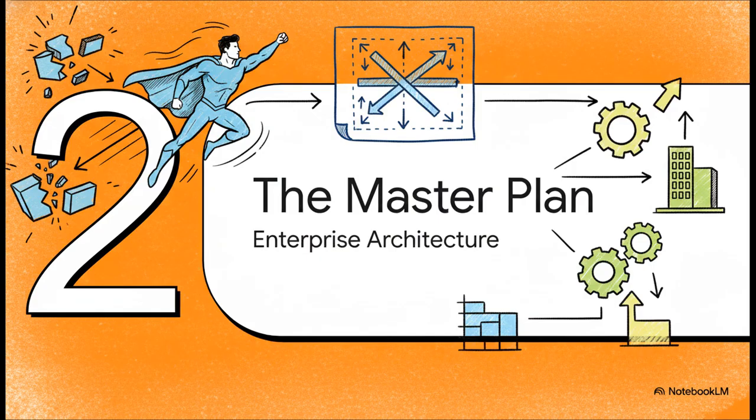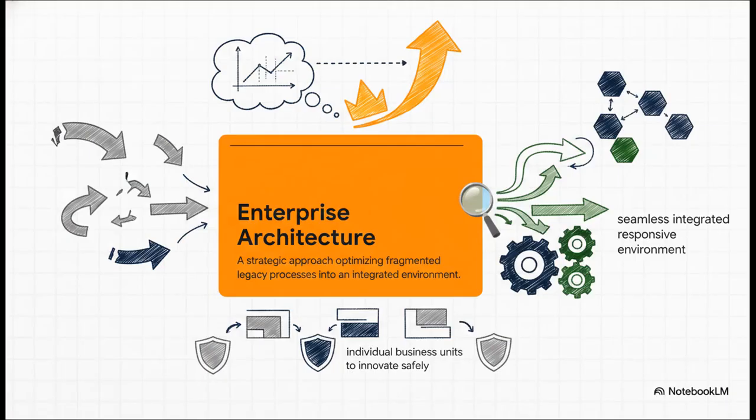Section 2. Enter the enterprise architecture. Okay, so this is exactly where our hero enters the story. To rescue a business from that fragmented mess, you need a master plan. And at its core, enterprise architecture is exactly that. It's the strategic approach to optimizing those broken, legacy processes into a seamlessly integrated, highly responsive environment that actually supports your business strategy.